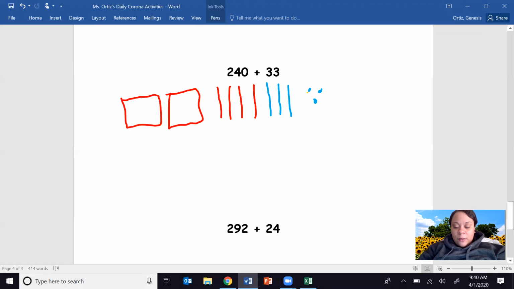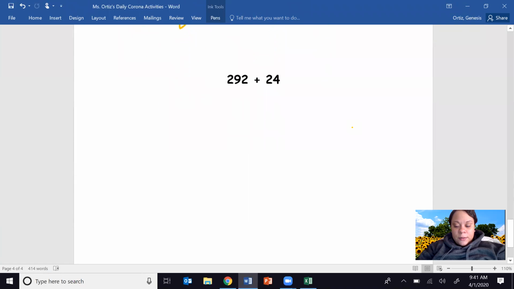All right, so I have 1, 2, 3 ones. Okay, good. 1, 2, 3, 4, 5, 6, 7. So far, we don't have to even regroup. 1, 2, 2. So guess what my answer is? 273. Good. So this is my answer to this equation. 273. Did I have to regroup here? No. Now let's see what's up with this one.